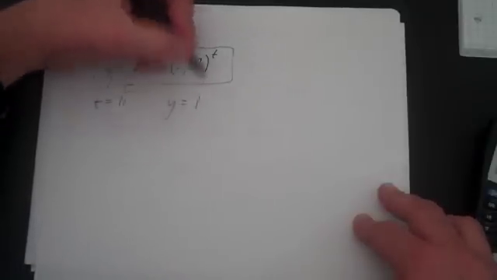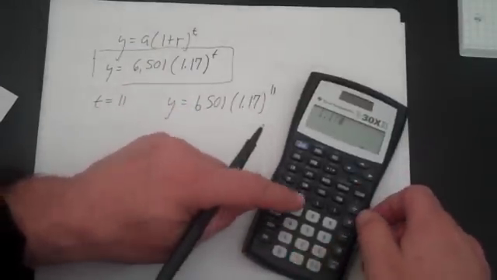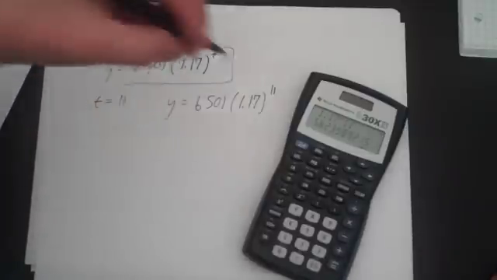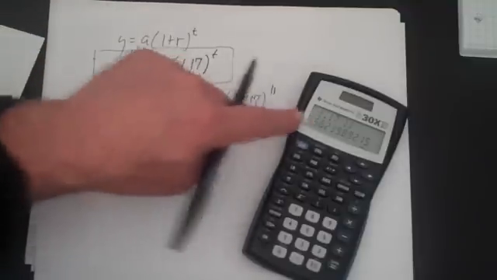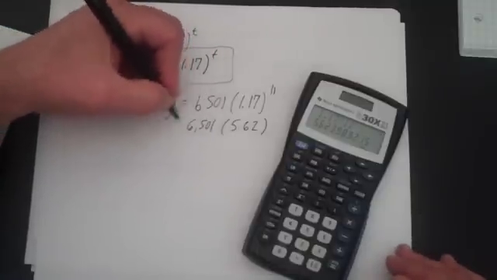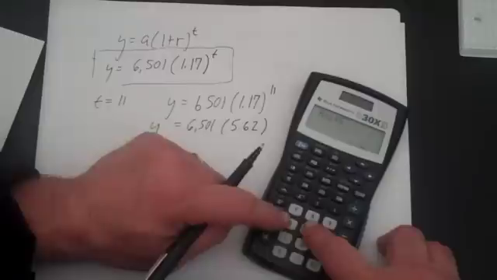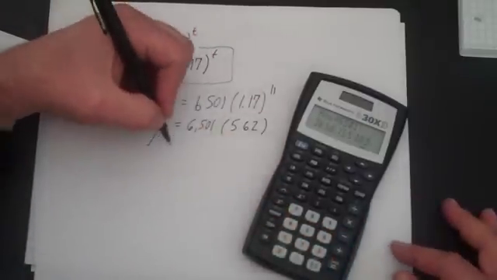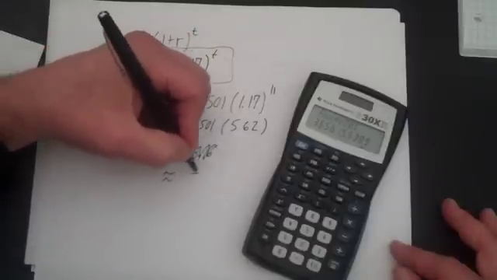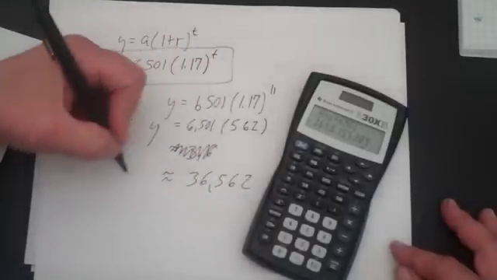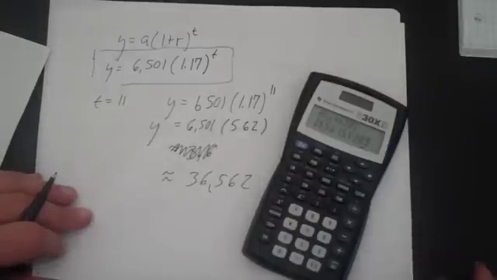Now, if t is equal to 11, then you have y is equal to 6501 times 1.17 raised to the power of 11. Actually, it might be a fairly large number. Let's see, 1.17 raised to the 11th is going to be about 5.62. It's actually better not to round this, just to leave it in your calculator and multiply by 6501, but I like to write it down just to keep track of where I'm at in the problem. So you end up with roughly 36,562 deer in Pacific Grove.